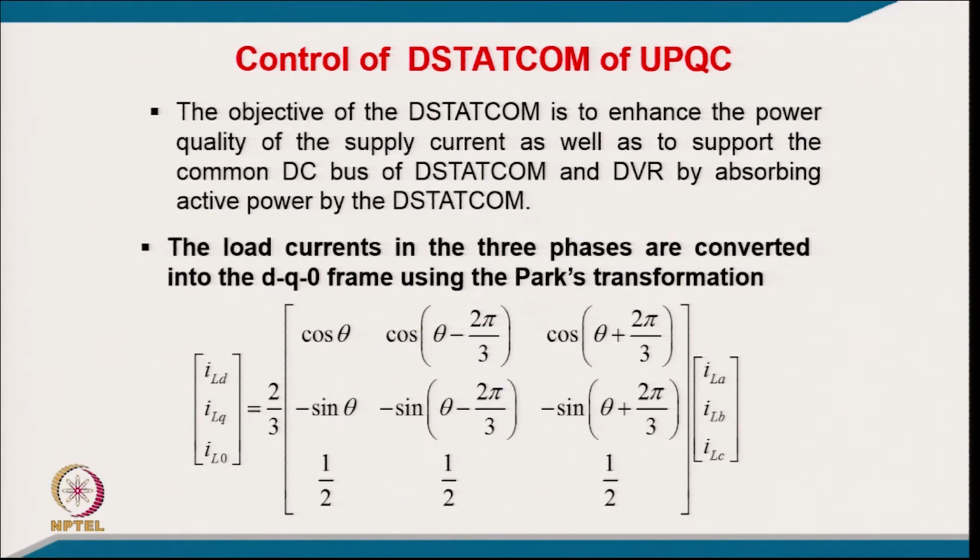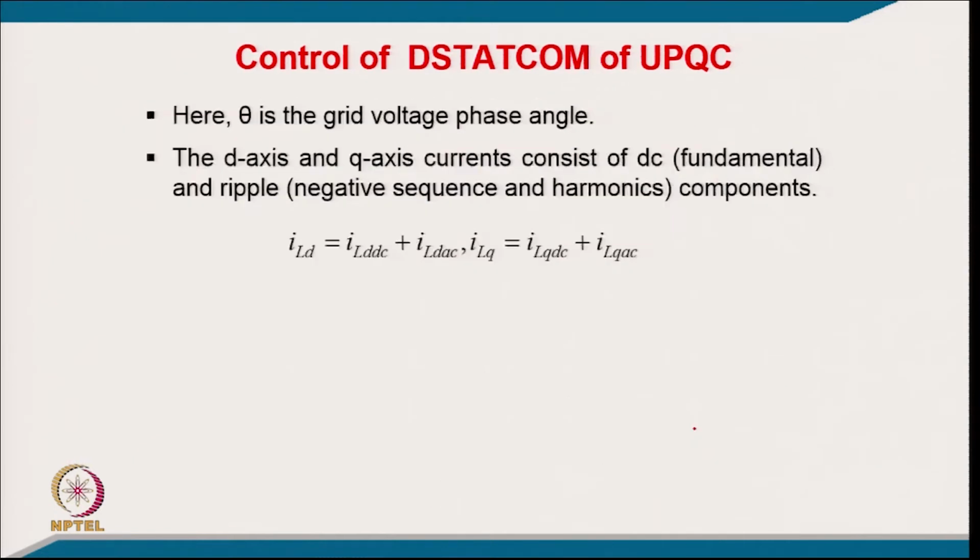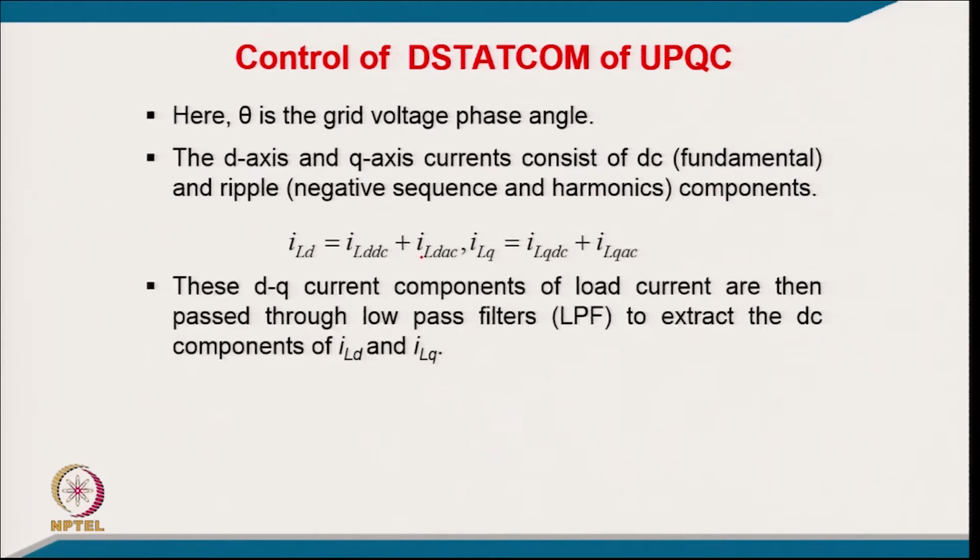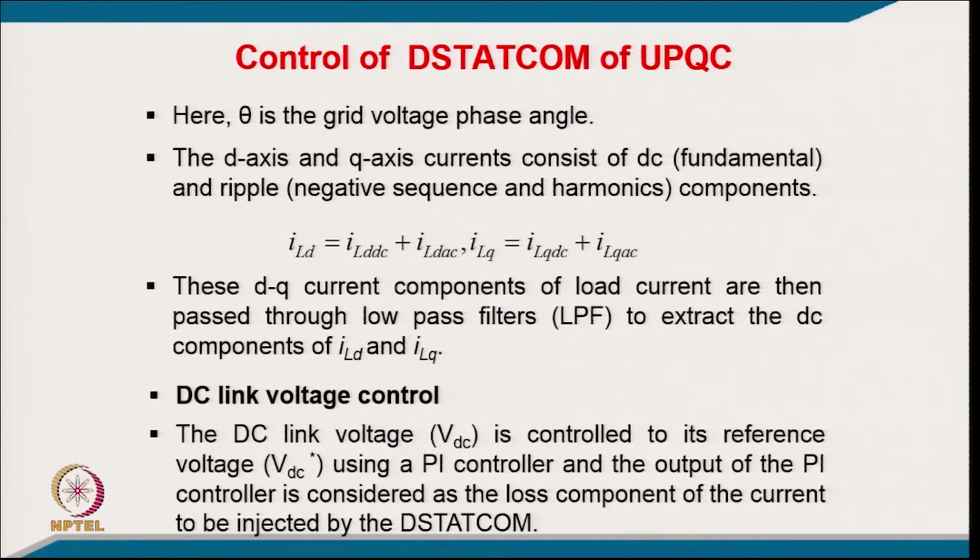Coming to the equations of this algorithm, the load currents in the three phases are converted into the DQ reference frame, where theta is the angle calculated from the current. The DQ axis components consist of a DC and an AC component. By using a low pass filter we take only the DC component, and we extract I_Ld, which corresponds to the fundamental current.